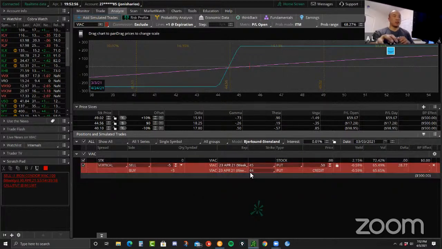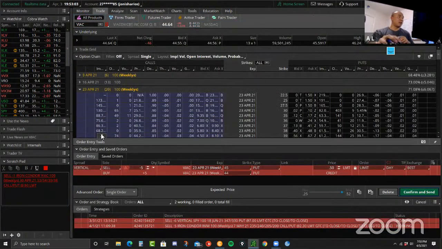And the longer you hold it, as long as we're above the strikes, the more money you make each day that goes by. Or if you actually wanted to play this out a better way, you can.